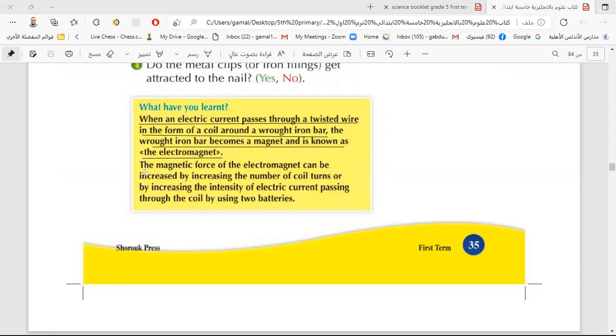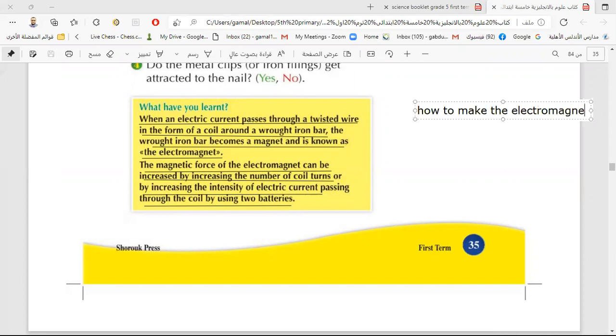The magnetic force of the electromagnet can be increased. We can increase the strength of the magnetic force. How? By increasing the number of coil turns, or by increasing the intensity of the electric current passing through the coil. By increasing the number of batteries, we can use two batteries, and so on. So I have here a question. It was the homework for you: how to make the electromagnet stronger.